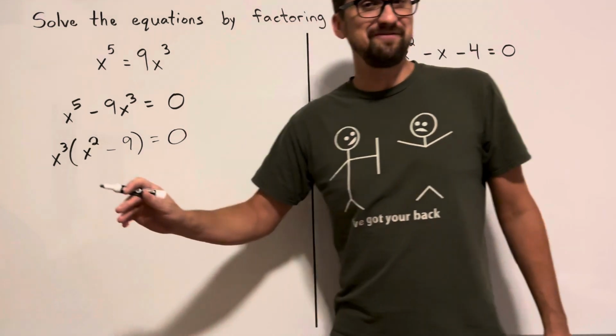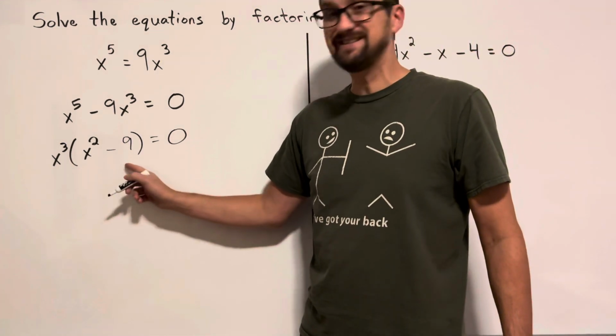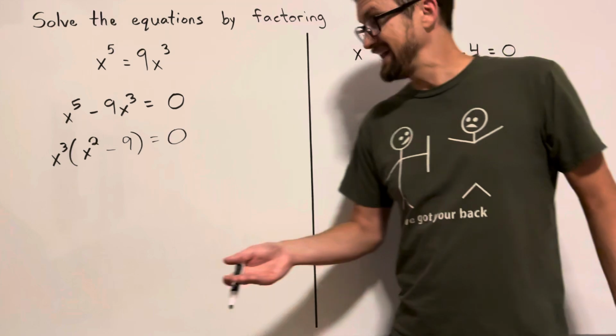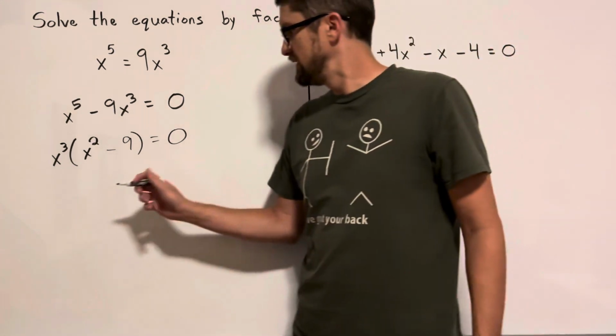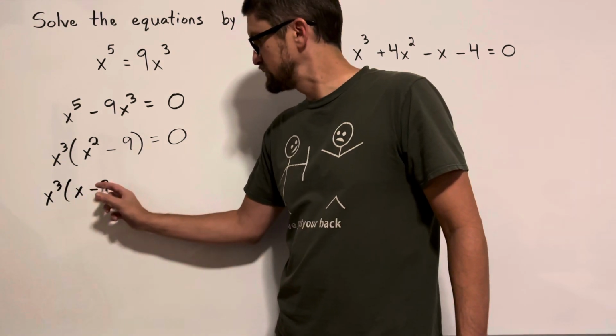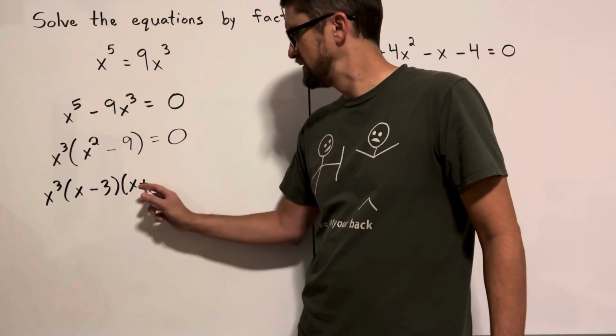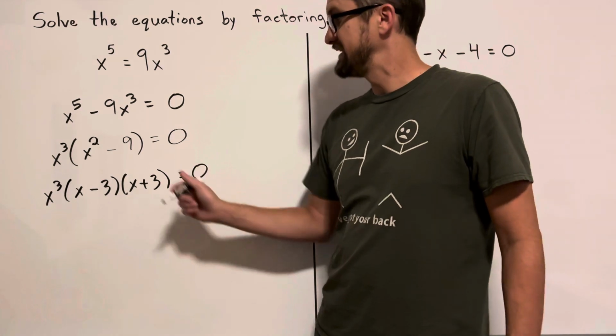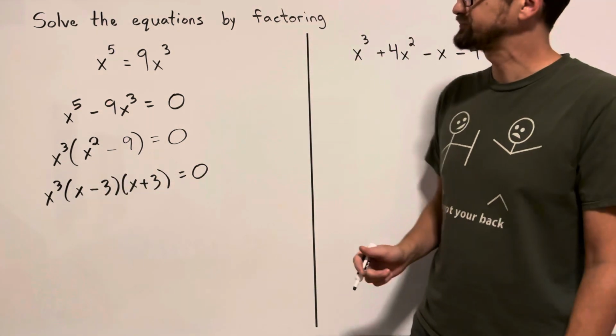Now the left-hand side is not factored completely, because x squared minus 9 can also be factored. That is a difference of squares. So we can factor this completely as x cubed times (x minus 3)(x plus 3). That's the difference of squares formula.